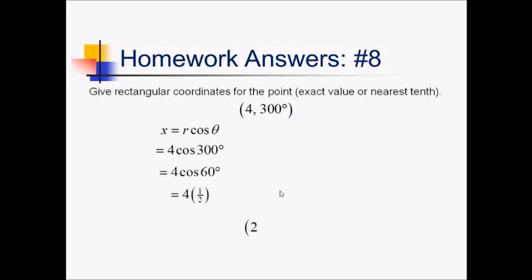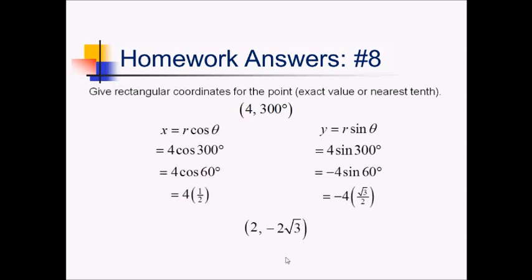Let's find the y value now. We've got y equals r sine of theta, so that's going to be 4 times the sine of 300. Same reference angle as before, 60 degrees, but sine is negative in quadrant 4, below the x-axis, so I have to rewrite this as -4 sine of 60. Sine of 60 is √3/2. So I can reduce the 4 and the 2 here. This ends up giving me -2 radical 3 for my y value.